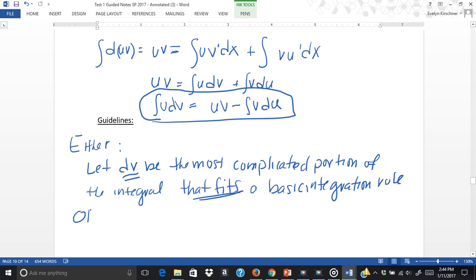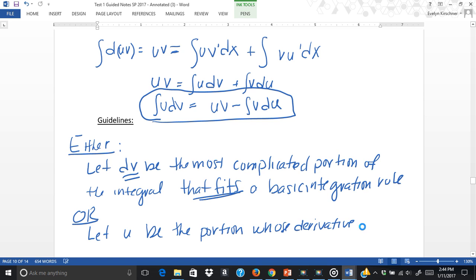The other option is to let u be the portion whose derivative, du, is a function that's simpler than the original function u.